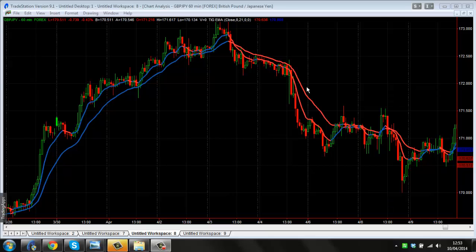So that's the TIG EMA. As I say, we've taken a very popular technical analysis tool and tried to make it even better and even easier for the trader. So we coloured it red and blue just for great visual reference.